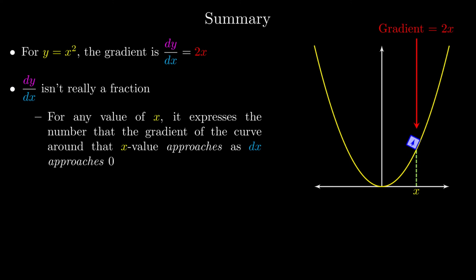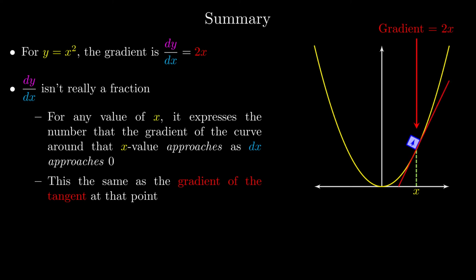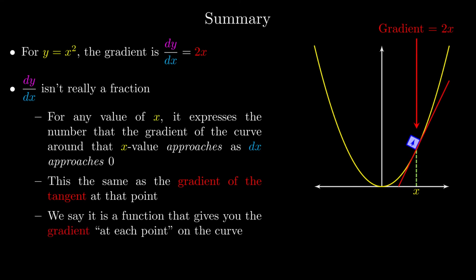Okay. We saw that this is the same as working out the gradient of the tangent at that point, which is that red line I'm drawing now that just touches the parabola at one point. And the language we use is we say it is a function that gives you the gradient at each point on the curve, because that's, I guess, the most sensible way to talk about it. But again, behind that language of gradient at the point, what we really mean is the gradient of 2 points very, very close together around that point. And so that's the number we assign to the gradient at that point.